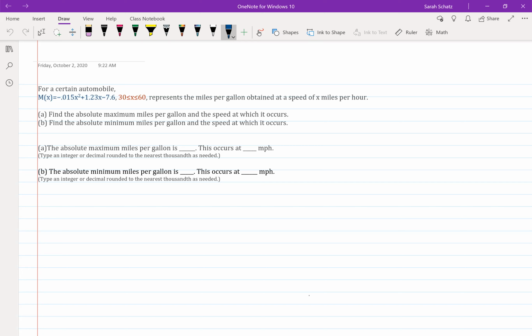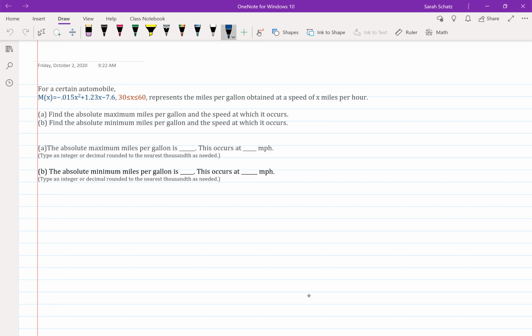Okay, so on this one, let's read it. So I have a certain automobile. M of x equals this equation here. And it has an interval. And notice the interval isn't in interval notation. It's in just inequality form.